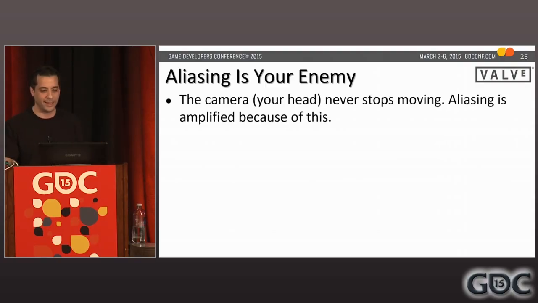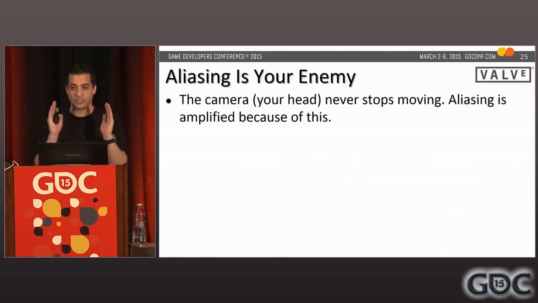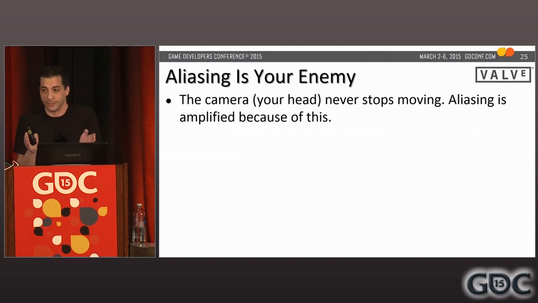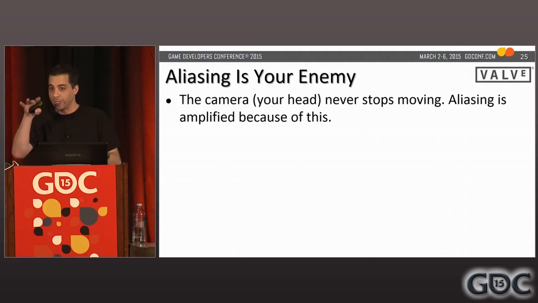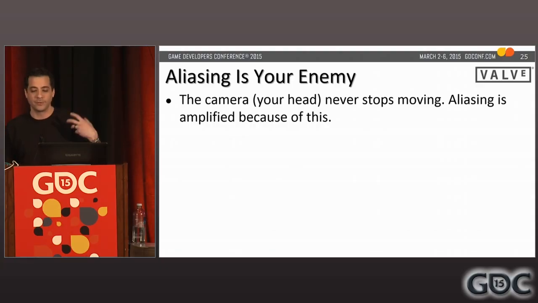The reason it's so bad is the camera, which is your head, never stops moving, right? You can say stand still and you can try, but your head's always moving a little bit, right? You're a meat puppet. You can't hold still. You're just always moving a little bit. So anything that aliases, you have jaggies that are going to crawl. If you're just standing still, any aliasing will just crawl nonstop. You can't stop it. It's pretty bad. So you have to spend a lot of time on anti-aliasing the hell out of everything you're rendering.